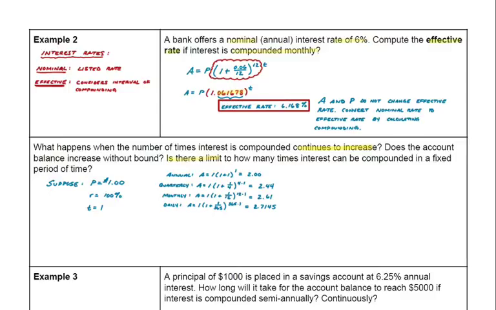So what you'll see is the more frequently I calculate interest, the more money I'd have after 1 year, but it's not going up forever. It's starting to slow down the increase between each compounding interval. So if we look at hourly, you'll have to trust my math. There's 8,760 hours in a year.